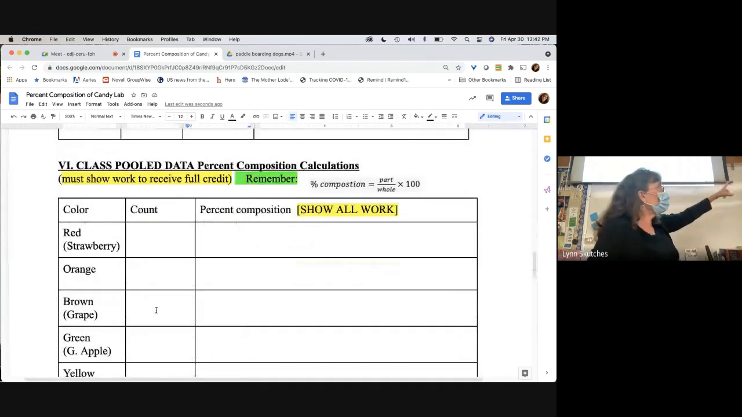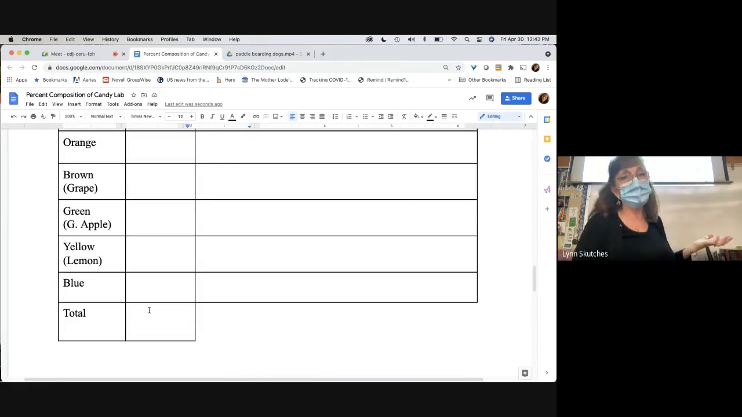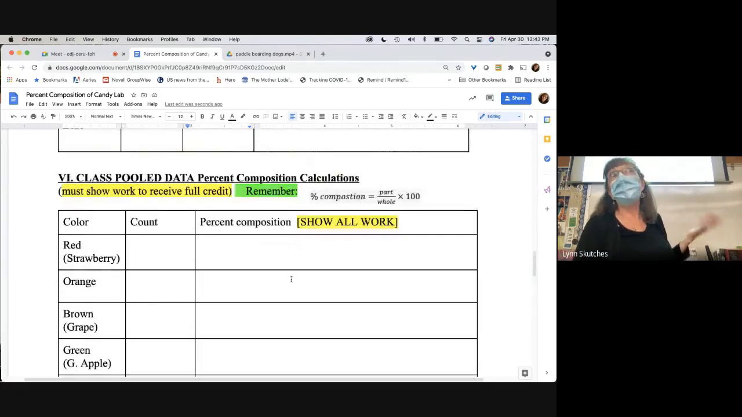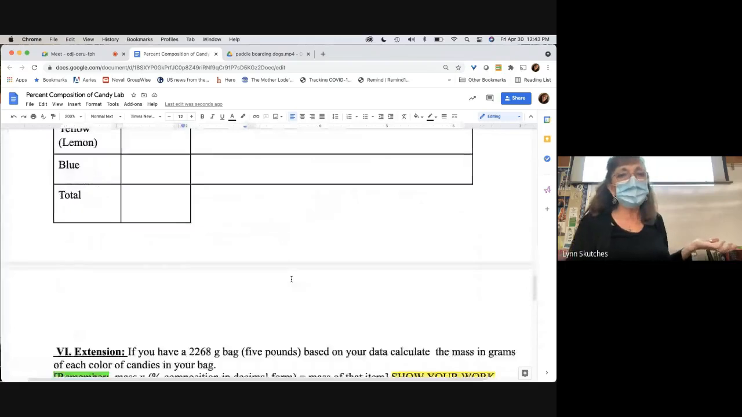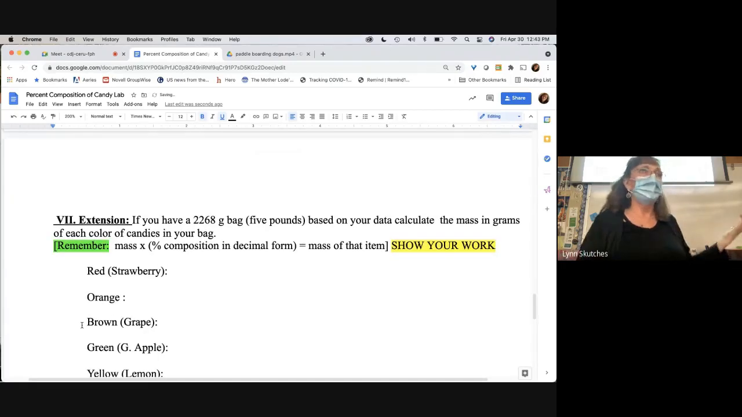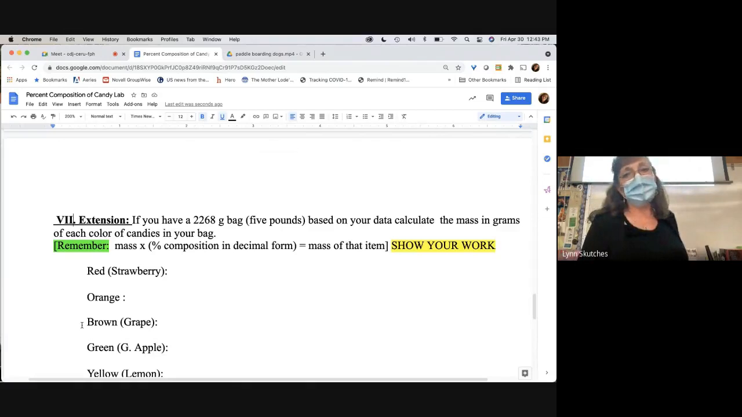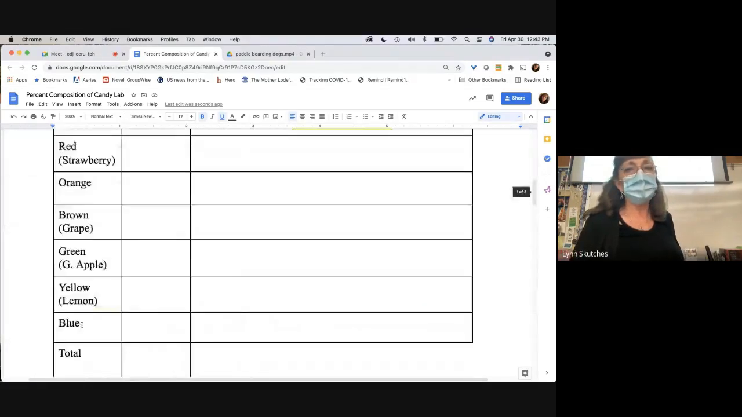Towards the end, we're going to pool our data, and I'm going to call your name and ask you to give me all 5 colors, the counts that you got, and then we'll get a class total and see how that works out. One other thing we realized earlier today, this extension should be 7, not 6. I have two 6s on there. If it bothers you, add another I on the extension. It's not that big of a deal, but just a heads up.